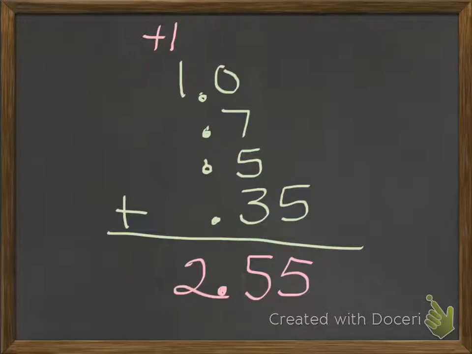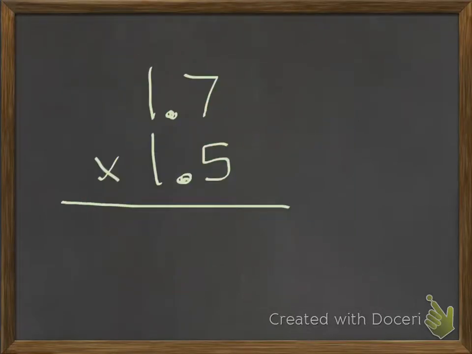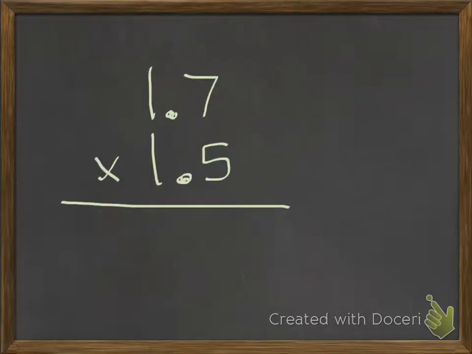Now, this is just one way to do it, but you can also, of course, use the standard algorithm, which looks like this: 1.7 times 1.5. This is a great way to double check your work if you needed to show it a second way. So 1.7 times 1.5, let's use the standard algorithm, make sure that we get the same answer. 5 times 7 is 35, carry the 3. 5 times 1 is 5, plus 3 is 8. Put in a placeholder for the next digit. 1 times 7 is 7, and then 1 times 1 is 1.